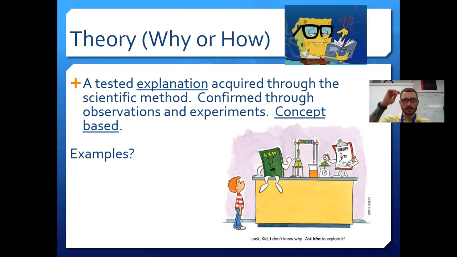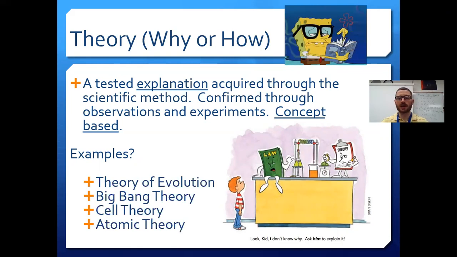You just need to explain the difference, just the meaning of it. A theory is an explanation, and it's concept-based. It describes something. What are some examples of topics in science that are theory-based? Evolution, the Big Bang Theory, cell theory, atomic theory. You'll notice these are theories because they're to be explained. They're to be described.